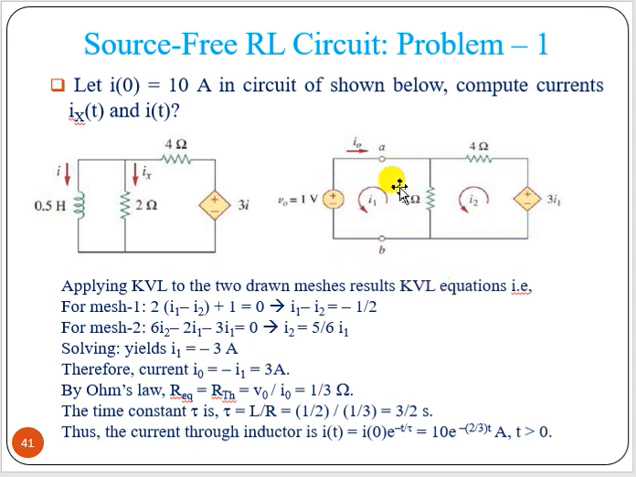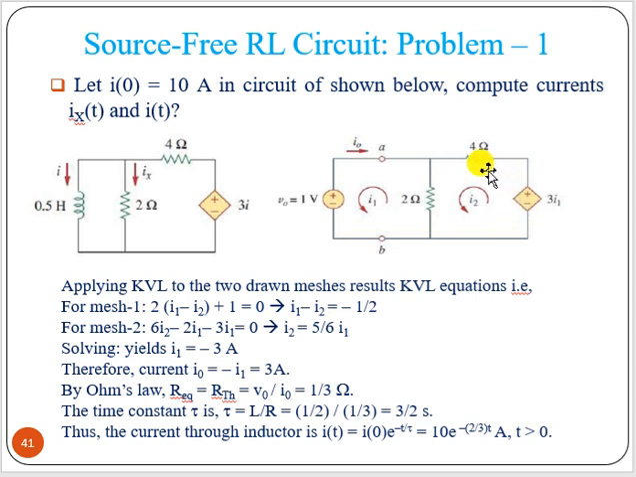Now here, in all the previous cases we assumed clockwise direction. Here let us assume anti-clockwise. No problem, both are anti-clockwise. So for mesh 1, we can write 2 into I1 minus I2, then plus, it points to the plus terminal first, so plus 1. So we got I1 minus I2 value.